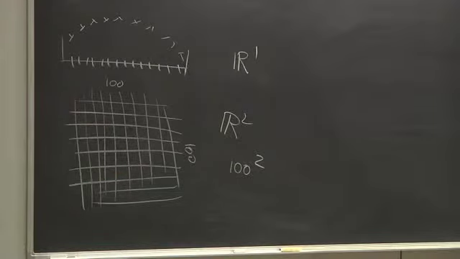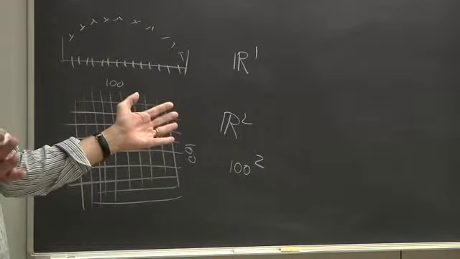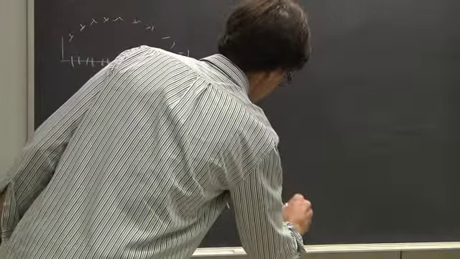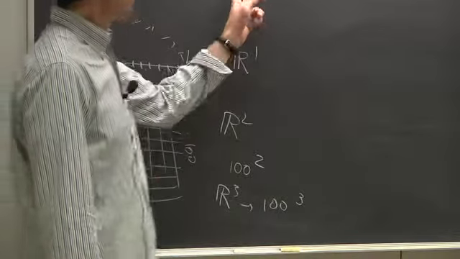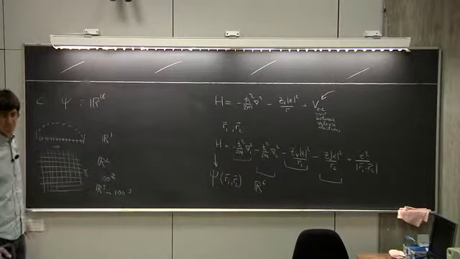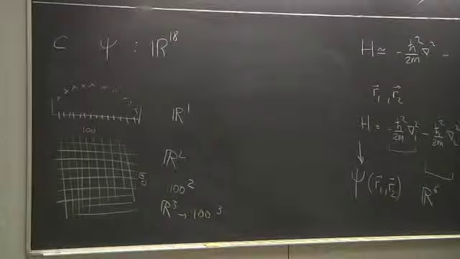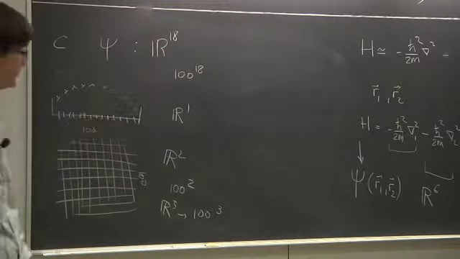All right, let me go to 3 dimensions now. In 3 dimensions, if I need 100 points in one dimension, 100 points in the other, I have a cube of side 100. So therefore, in R3, I will need perhaps 1,000,000 points, 10 to the 6. Let me go to carbon. How many points do you need to describe carbon properly? If you assume that you need 100 points in each direction at least, 100 to the 18.